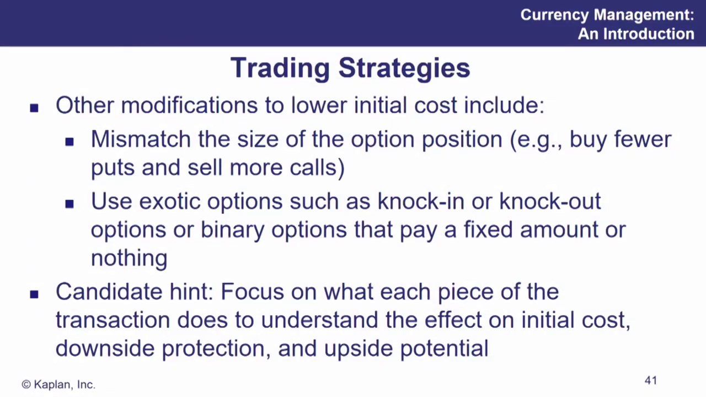So a hint here: focus on what each piece of the transaction does to understand the effect on initial cost. Obviously, if you're selling options, you receive the premium revenue, whereas if you're buying options, that premium is going out. So if you're doing a combination of the two in whatever fashion, that helps negate your initial cost versus just buying put options or just buying call options. But if you're cutting down that initial cost, it also means you're somewhat mitigating the risk management you're doing and potentially also cutting down on the upside potential.